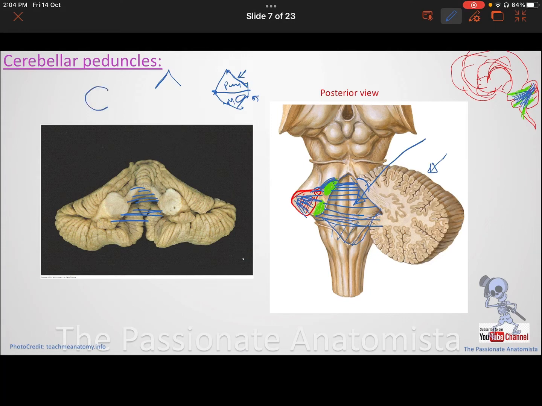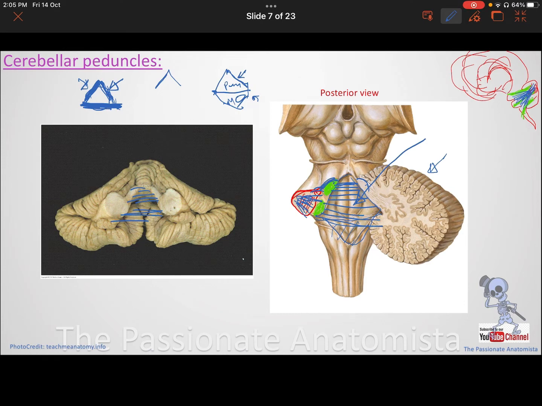Okay, so if this is my room, I have a covering on the roof, the superior medullary velum and inferior medullary velum, and here is my floor from the pons and medulla. So this is my superior and inferior medullary velum. It's basically the neural tissue that is filling in the gaps between the cerebellar peduncles.